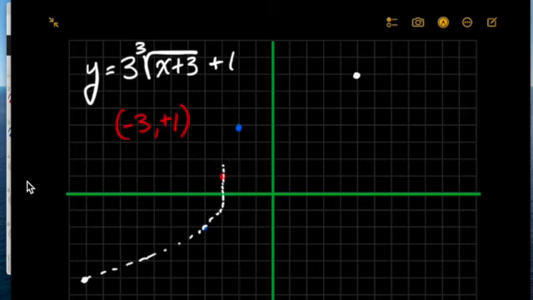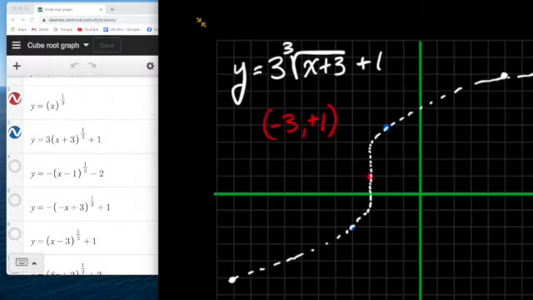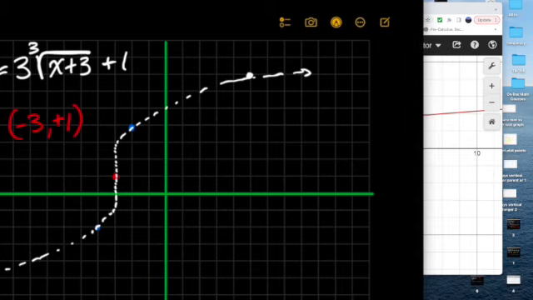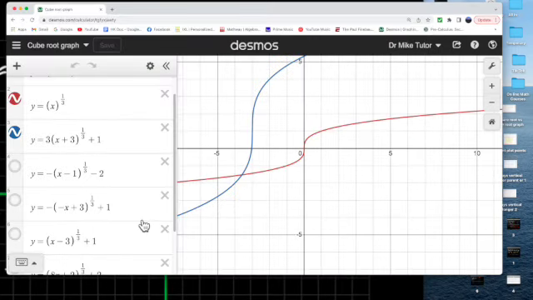Here's our vertical segment, and then it curves this way. Okay, checking that out on the graphing calculator, we see that this blue graph here, you can see the radio button is indicating the blue graph corresponds to this equation, 3 times the cube root of x plus 3. Here it is, the blue, the exact graph that we just saw.